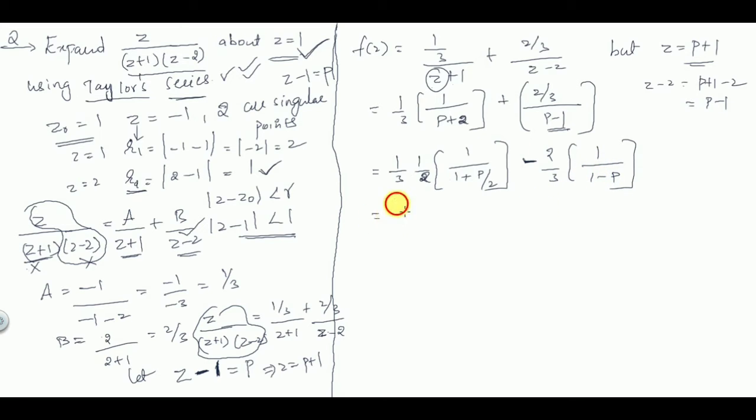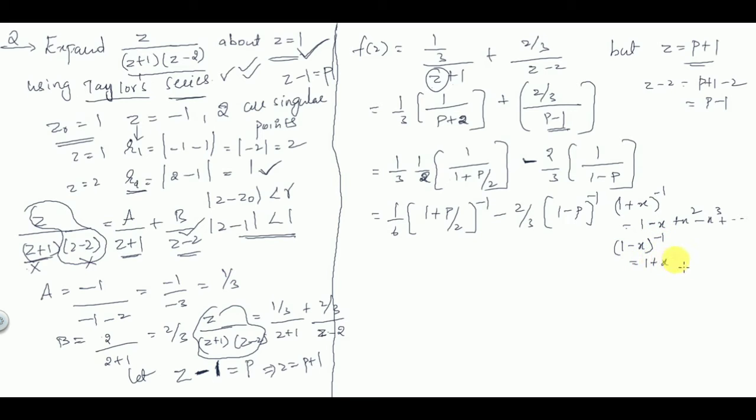Okay, so it will be 1/6 into (1 + p/2)^-1 minus 2/3 into (1 - p)^-1. Okay, so we know that from binomial expansion (1 + x)^-1 is 1 - x + x² - x³ plus so on. Alternatively, you have positive and negative terms. Similarly, (1 - x)^-1 is 1 + x + x² and so on. Okay, so all positive terms here in this case.